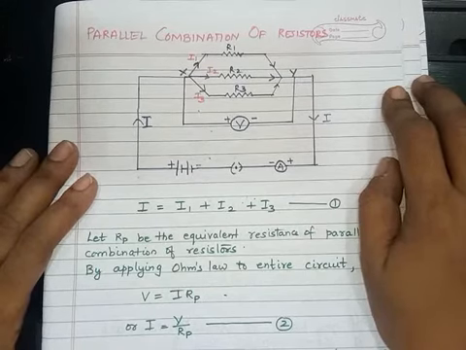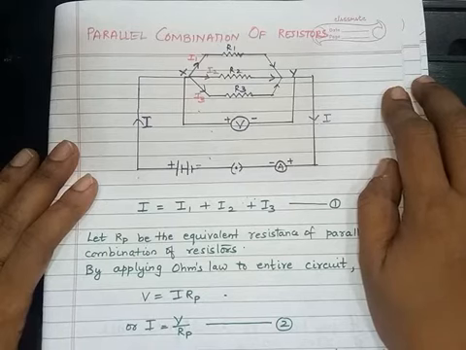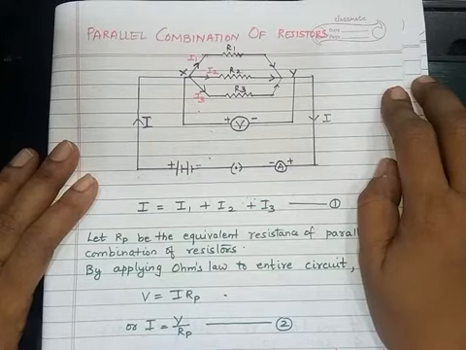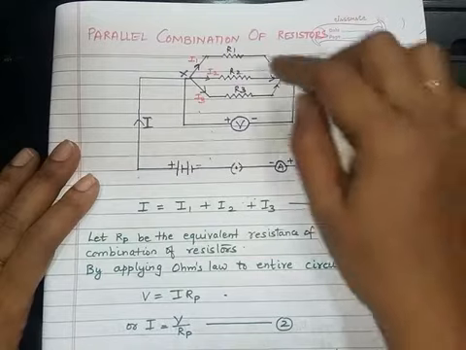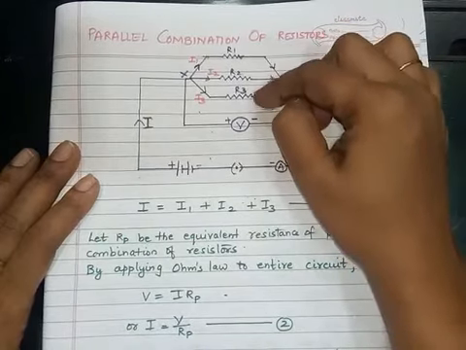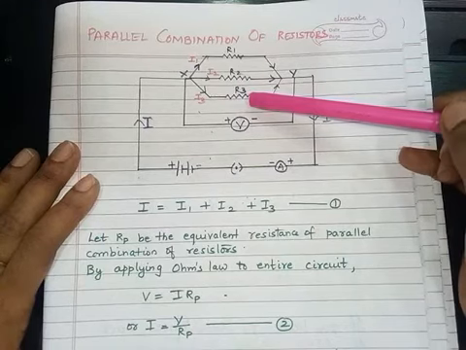When resistors are connected in such a way that one end of each resistor is connected to a common end and the other end of each resistor is connected to a common end, then we call it a parallel combination. This is a circuit diagram where there are three resistors connected, R1, R2 and R3 in parallel.